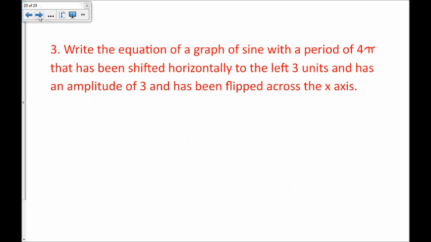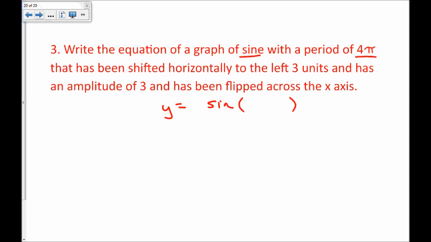Last one. Write the equation of a graph of sine with a period of 4 pi that has been shifted horizontally to the left 3 units and has an amplitude of 3 and has been flipped across the x-axis. Wow, a lot going on there. Let's start off at the very beginning. Sine. So y equals sine of stuff. And a period of 4 pi.